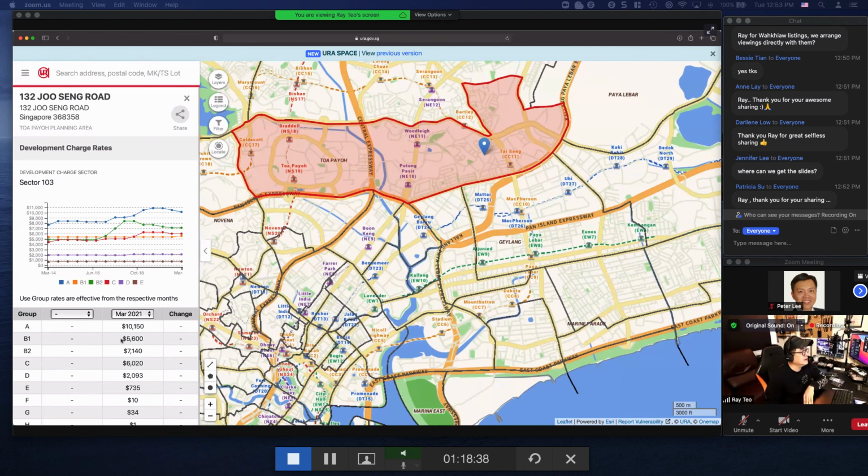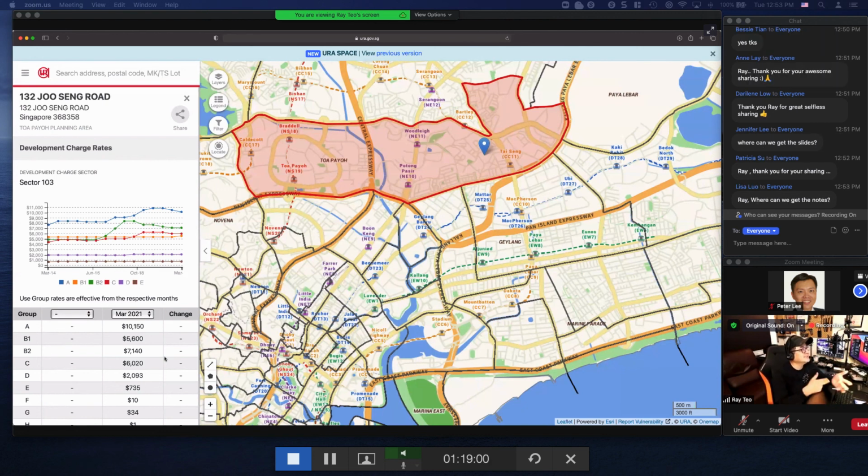Do take note that the foundation for the DC rate is freehold property. If you are developing a leasehold property, you need to use this DC rate multiplied by a table we call the Bala table, which gives the percentage of freehold value as compared to leasehold value. For example, a 99-year leasehold is deemed to be 96% of the freehold value. So you use 96% multiplied by 5,006.